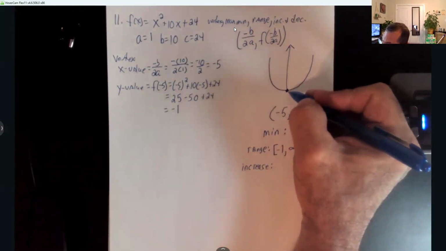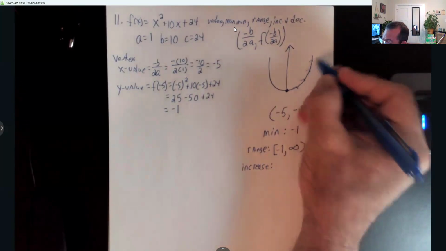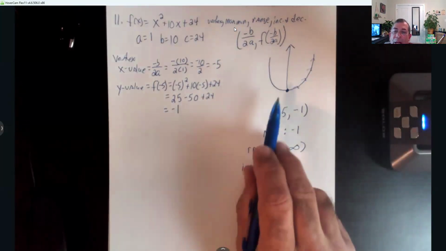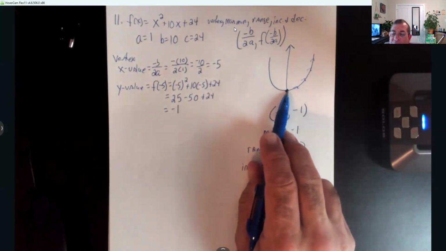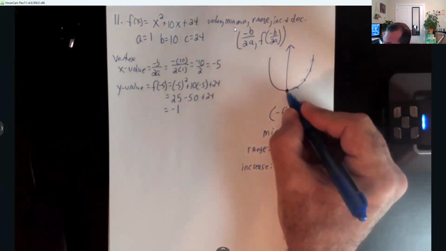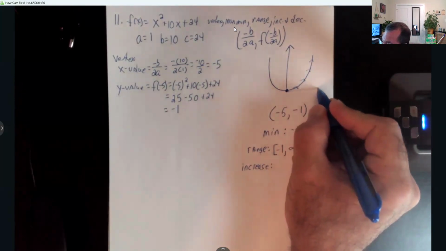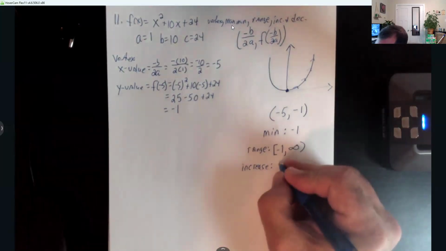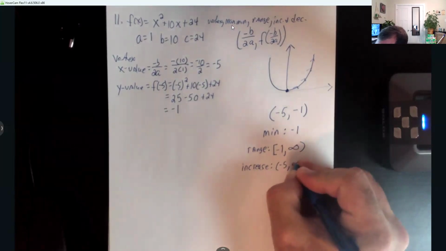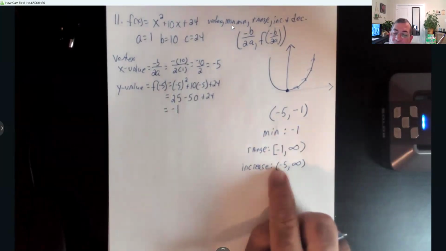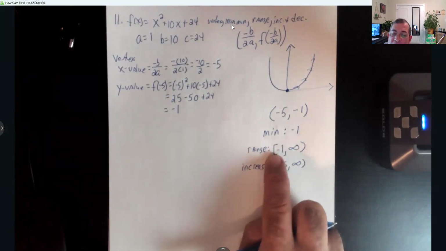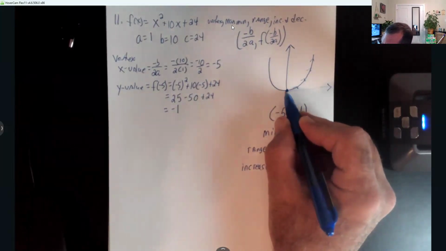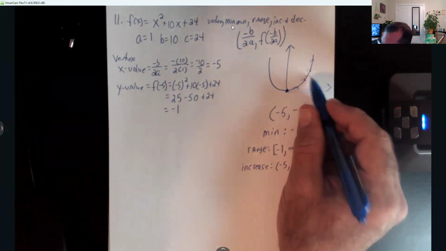So increasing is this part of the graph going uphill, left to right. So what I need to know is at what x value does this start increasing? And then it's increasing as my x's go towards what? Negative 5 to infinity. Good job. Now, for increasing and decreasing, always use the curved parentheses, okay? The only time we'll use a bracket on this problem is around the number on the range. So from negative 5 on the x's to infinity, it was increasing.